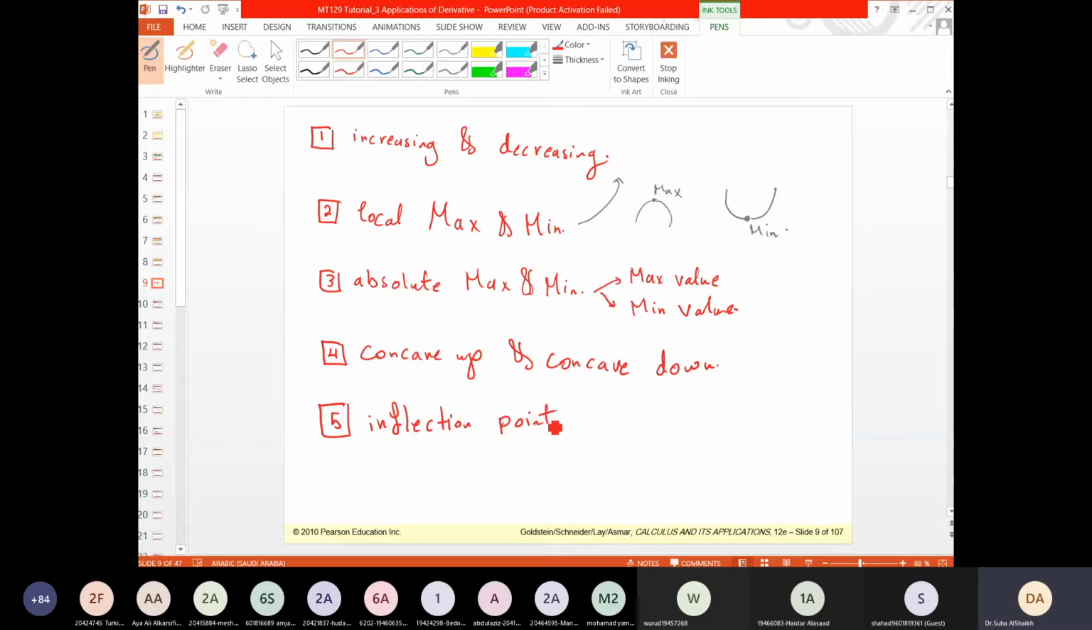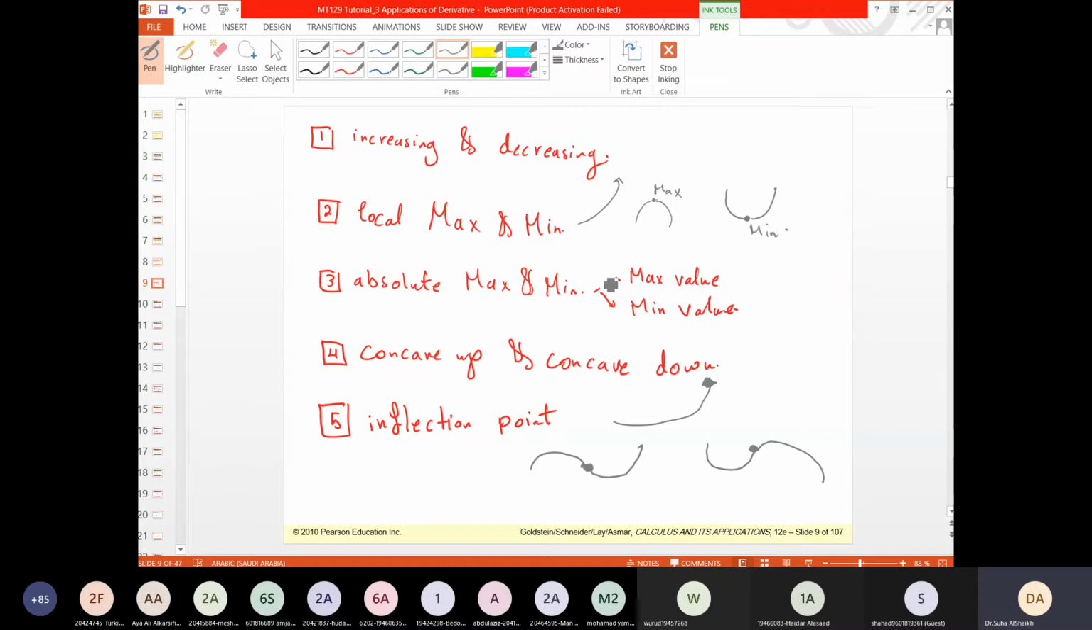And we said the inflection point is a point related to the concavity. It comes from concavity. Concave down, then it became concave up, it is an inflection point. Or concave up, then it changed to concave down, it is an inflection point. Is it clear till now? So these are the 5 concepts that you need to know. Is it clear?